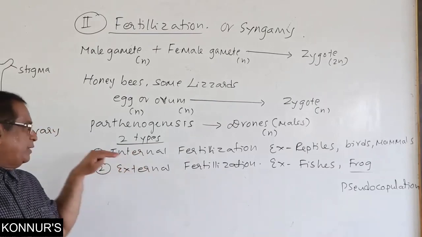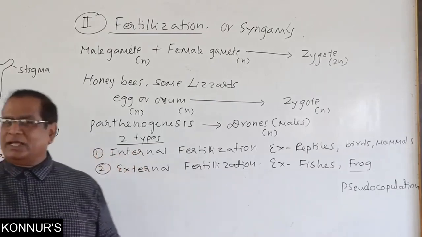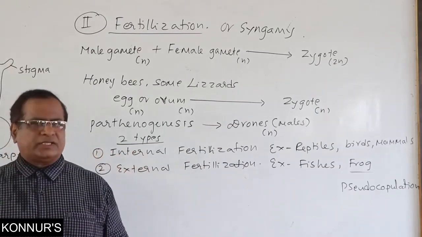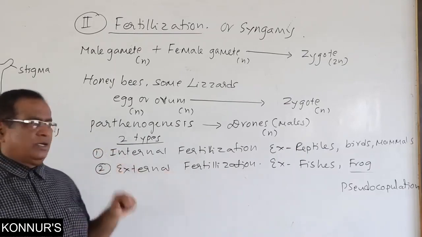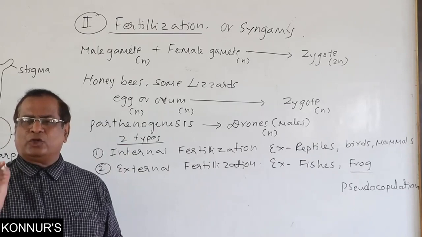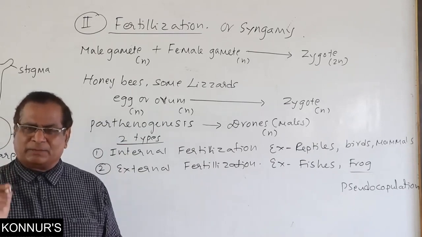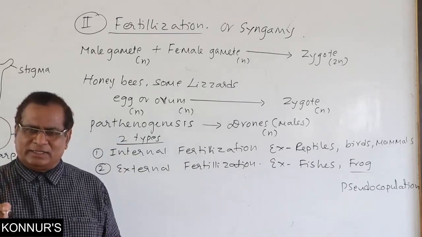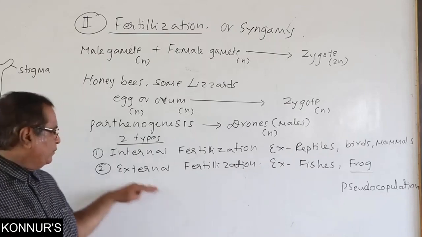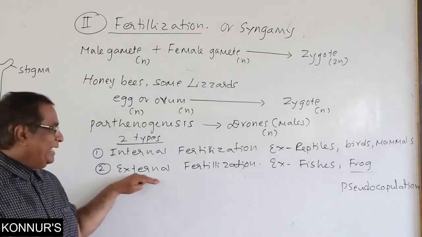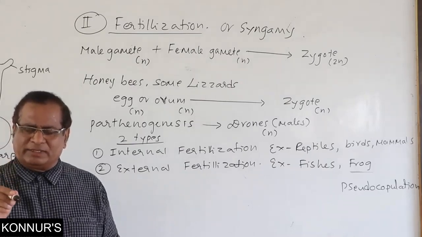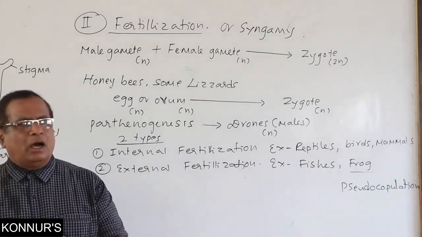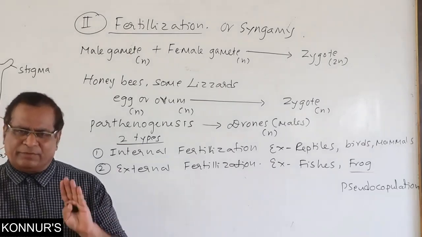The differences between internal and external fertilization. The first difference will be their definition. In internal fertilization, the fusion of male and female gametes takes place in the genital system of females. Whereas in external fertilization, the fusion of male and female gametes takes place outside the genital system of females.